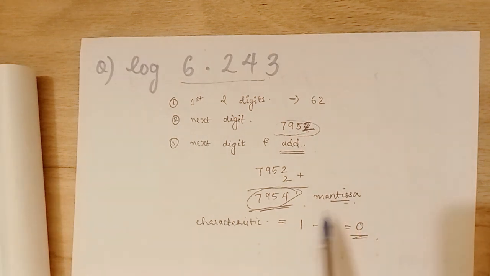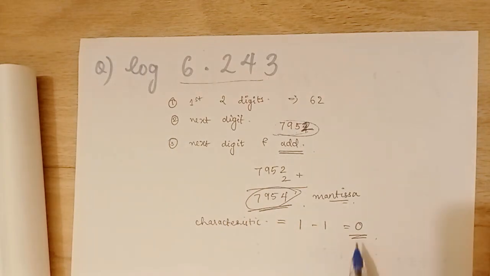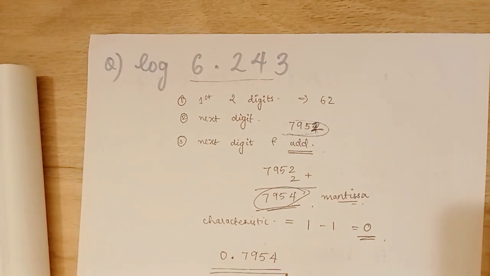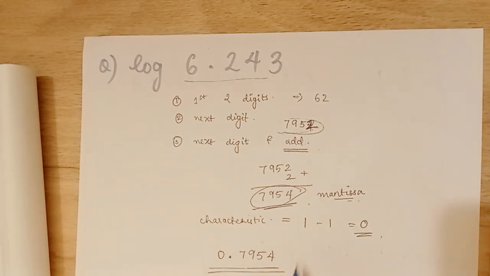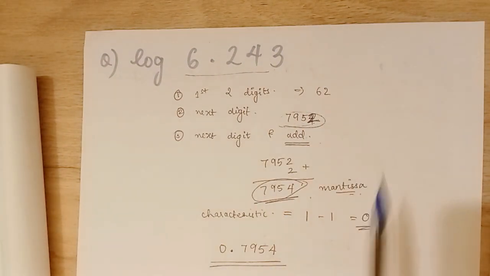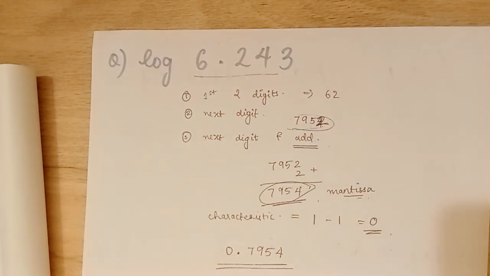Now when you add the characteristic and the mantissa, you get the log value. So only 0 is the number before the decimal point. So put 0 point, then you add the mantissa, that is 7954. So this is the log value of 6.243. This is how you find the log with the logarithm table.